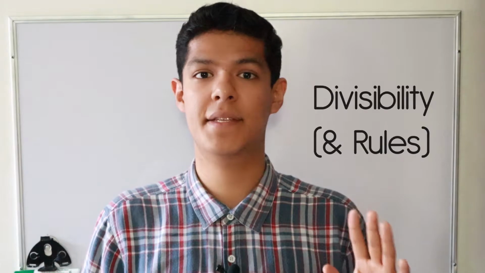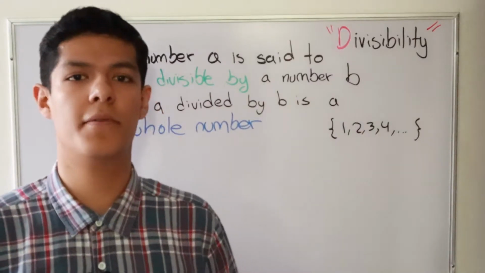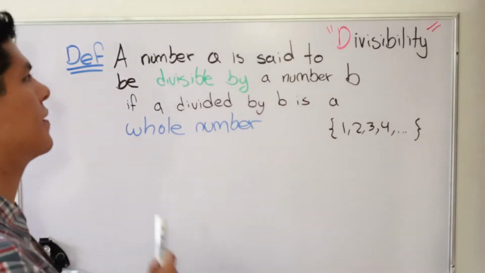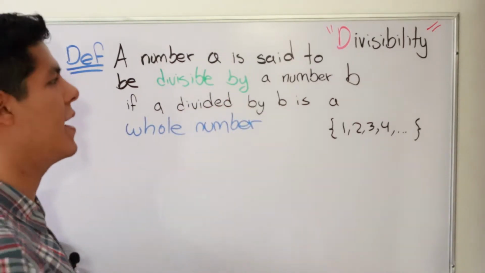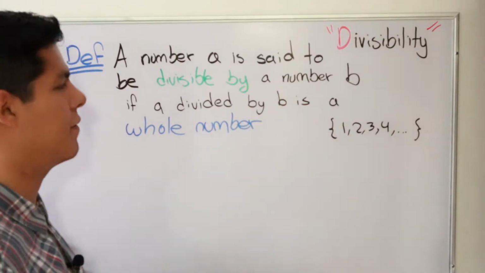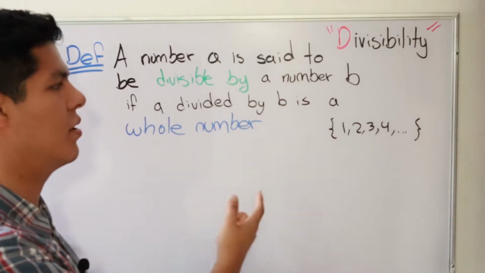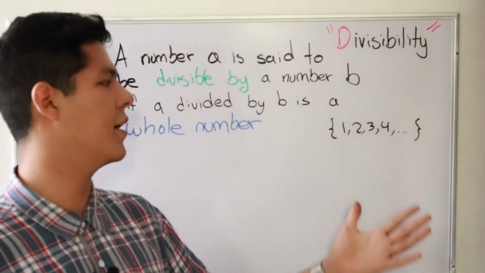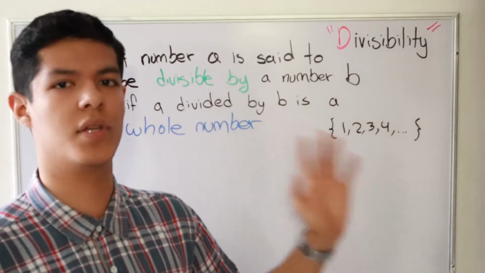Today we're going to see a topic that is very important and crucial for math Olympiads, and it is divisibility. So let's get started. Okay guys, divisibility is defined like this: a number A is said to be divisible by a number B if A divided by B is a whole number. Whole numbers are the ones we use to count, for example 1, 2, 3, 4, and so on.